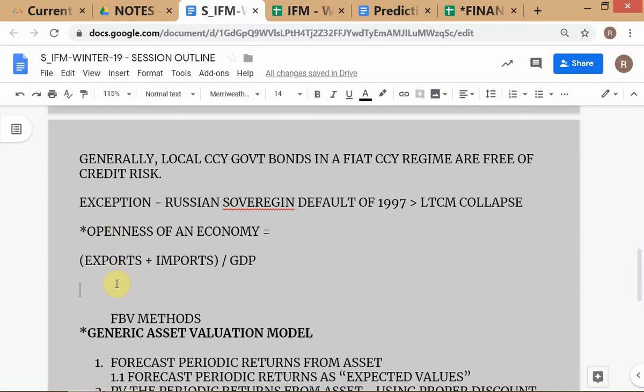Now understand this. This is the way you measure the openness of an economy. For every country, if you want to say which is the most open economy, you have to have a measure of openness. It could be openness or closeness, half full or half empty. So the measure that you use is exports plus imports by GDP. If you use this, you will see that Singapore has a higher figure. The higher this is, the more open the economy is.